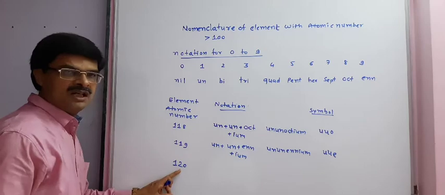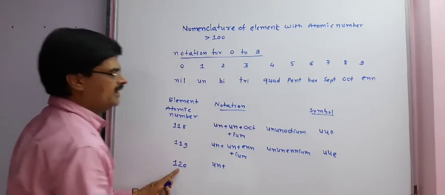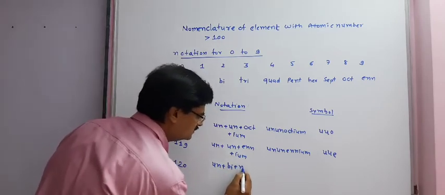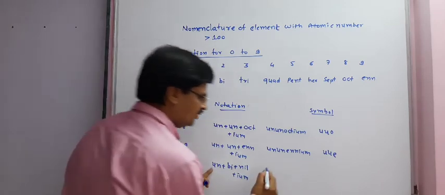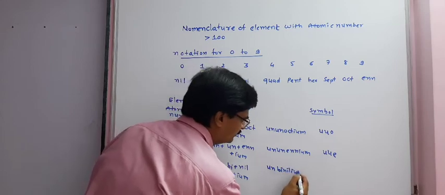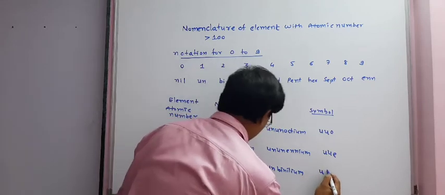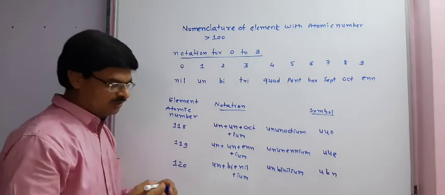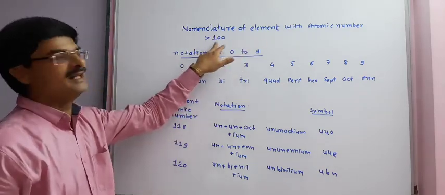For element number 120, un plus. For 2 we have bi. For 0 we have nil. Plus ium. So the name will be unbinilium. And the symbol will be UBN. So this is about the nomenclature of element with atomic number greater than 100.